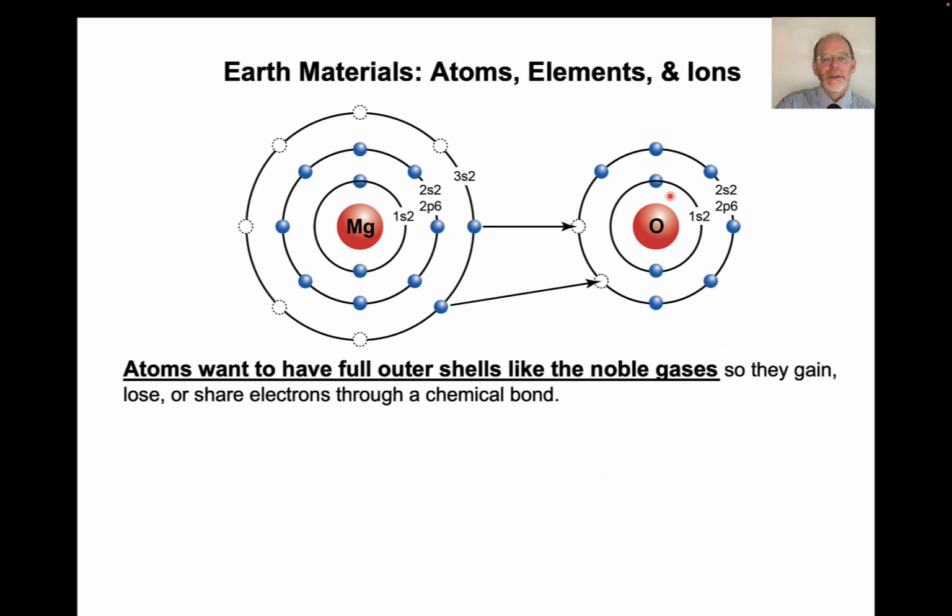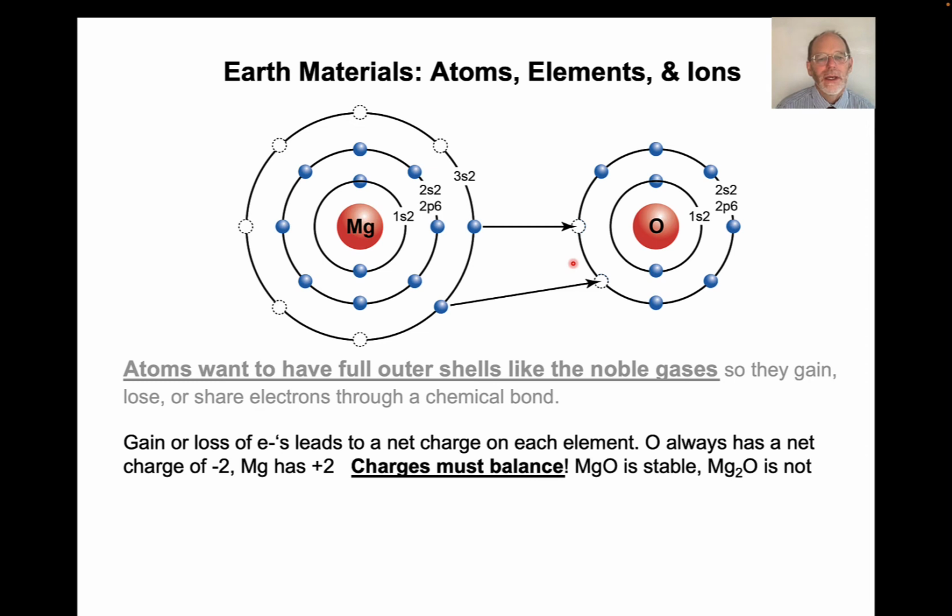In general, magnesium would like to lose 2 electrons so that it empties out its outer shell, while oxygen would like to gain 2 electrons so that it would fill its outermost shell. As a consequence, elements like magnesium and oxygen would like to gain, lose, or share electrons through a chemical bond. And in general, magnesium would like to lose these 2 electrons, and oxygen would like to gain these 2 electrons. The gain or loss of electrons leads to a net charge. So oxygen always has a net charge of -2, and magnesium always has a net charge of +2.